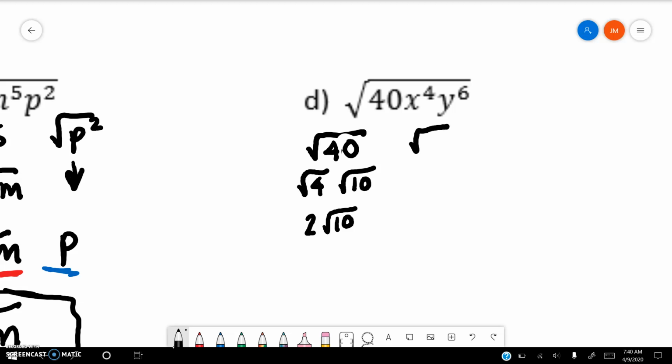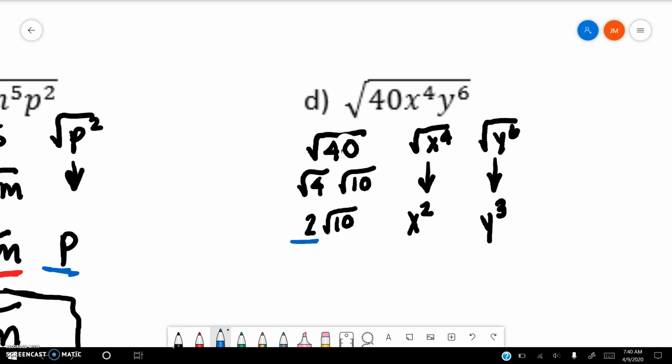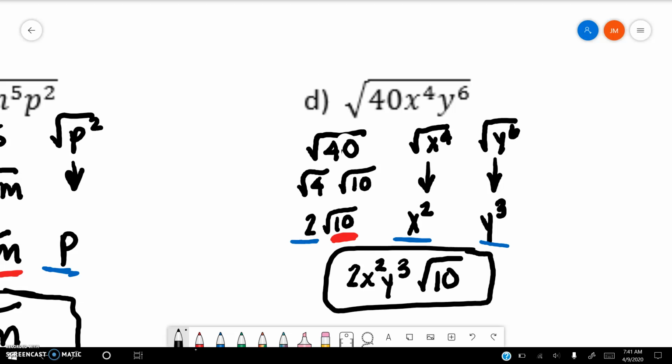And then for x to the 4th, this is even, so we don't have to break it down. We just cut it in half, and we get x squared. And then for y to the 6th, again, this is an even exponent, so we just cut it in half, and we get y to the 3rd. So then we have 2x squared y to the 3rd. And then this square root of 10 is all by itself underneath the square root, and that would be our answer.